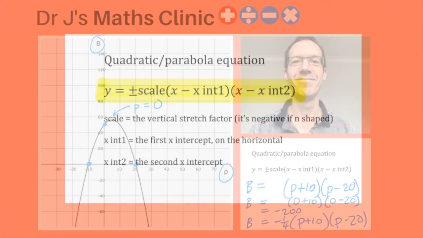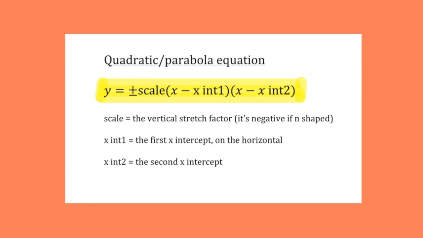And we're done. Here's a summary of the formula that I used to work out the equations of those quadratics. It just gives a very simple summary of what I mean by the scale, what x int 1 and x int 2 are. It's probably a good idea to take a screenshot of this so that you could review it later.